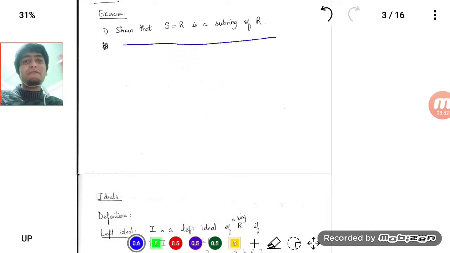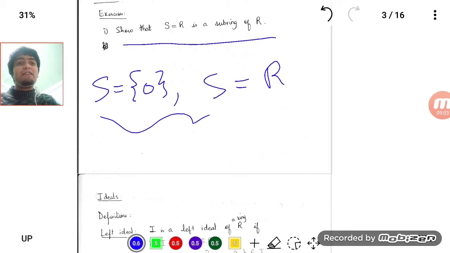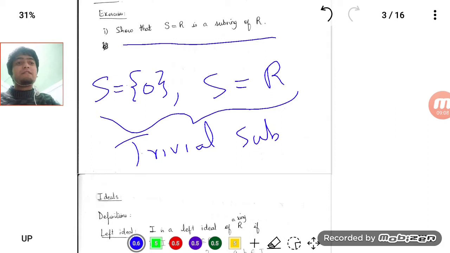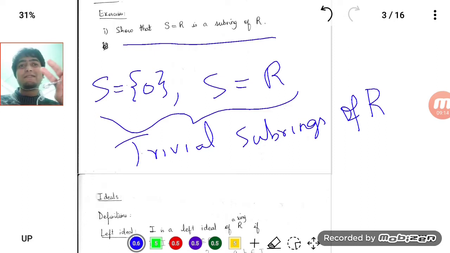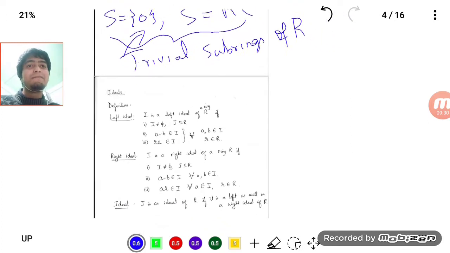So what I want to say over here is this. If you remember, S equal to 0 and S equal to R are subrings of any ring R. And these are called the trivial subrings of R. So a ring always has 2 subrings, at least 2. These are the 2 subrings that it will always have. In addition, it may have some more, but at least you are guaranteed that it will have 2 subrings, which are called the trivial subrings.